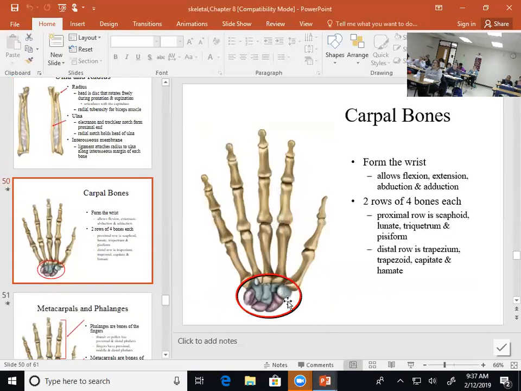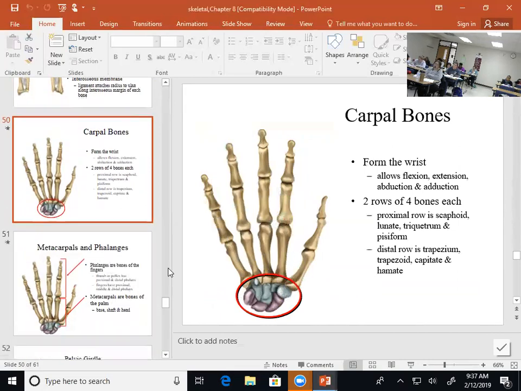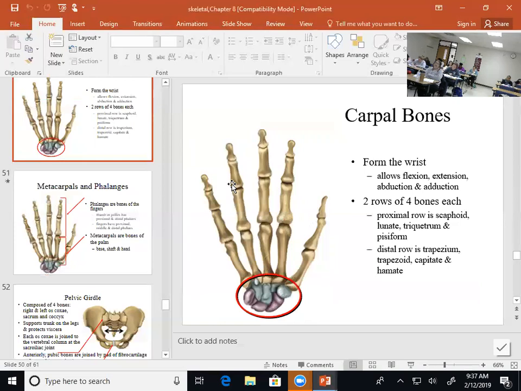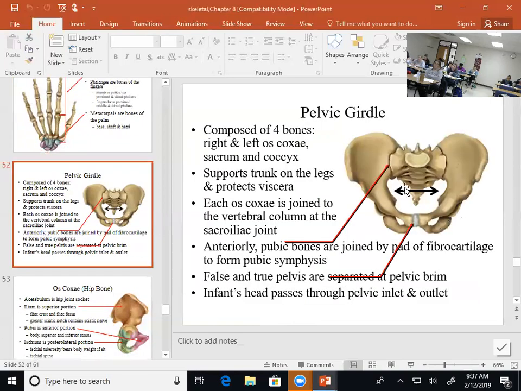The carpal bones are the wrist bones. The metacarpals are the palm. And the phalanges are the fingers, right? Now, on your list, you might have proximal, medial, and distal phalanges, but you're just going to have to call them phalanges. It's a group. They're a group of bones, right? You do have a name for the thumb, and that'll be on your list. It's the pollex.